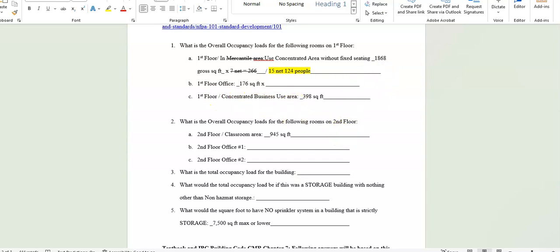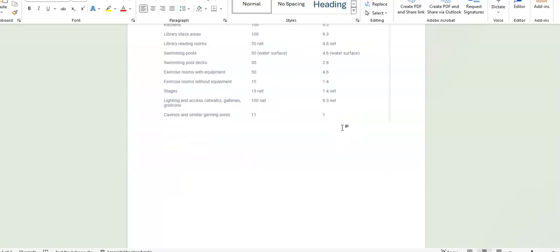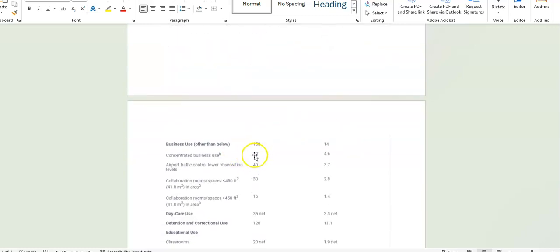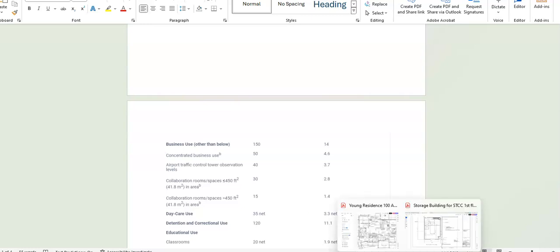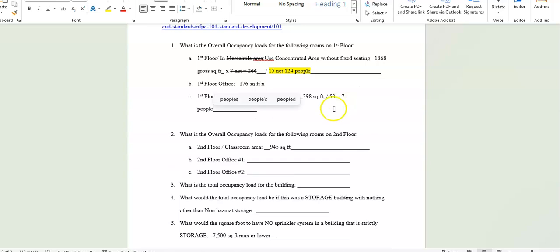So let's do the concentrated business use. Let me go to my sheet here. Concentrated business use, we're talking about 50 square feet per person. So I should be dividing by 50, so that's 398 divided by 50, so you get 7.9, so you're talking about 7 people in that space.